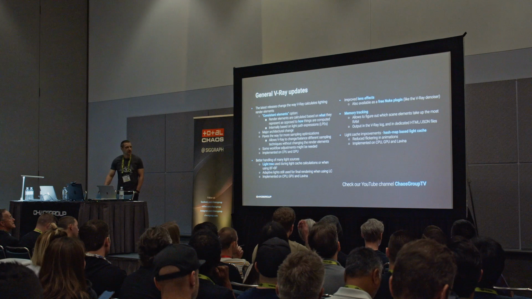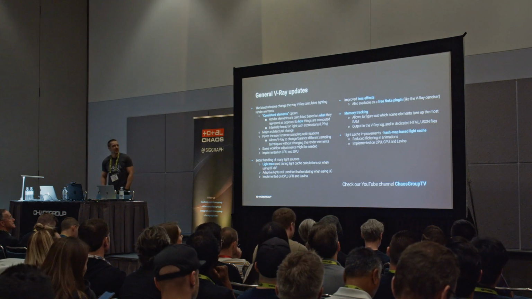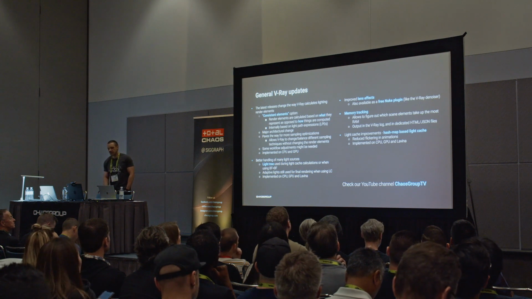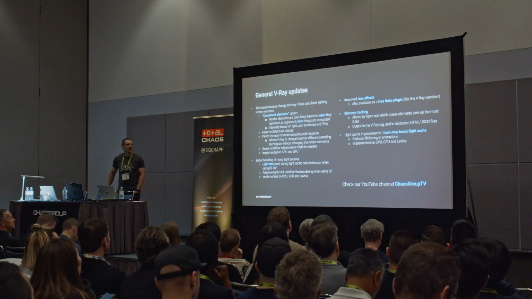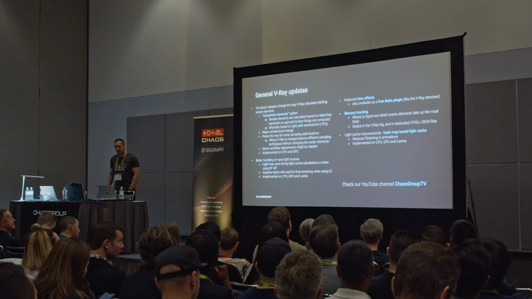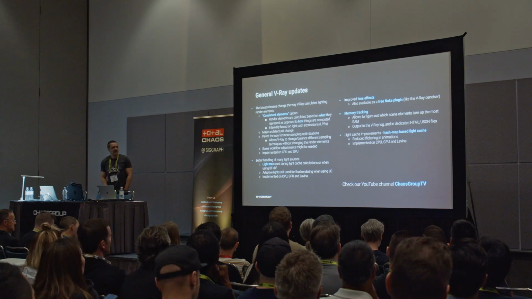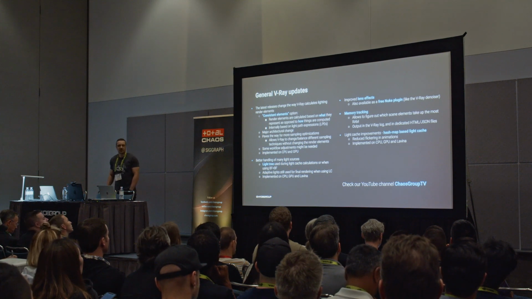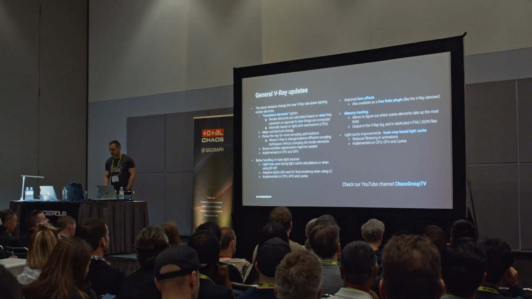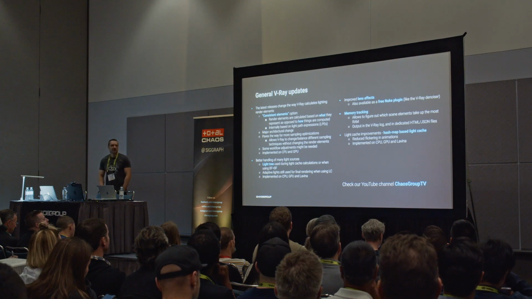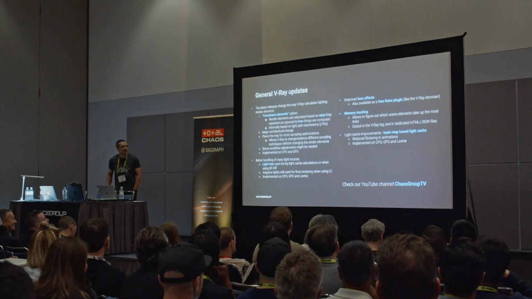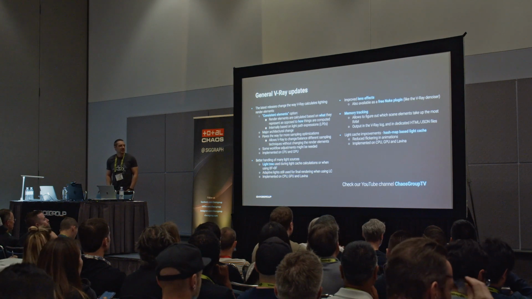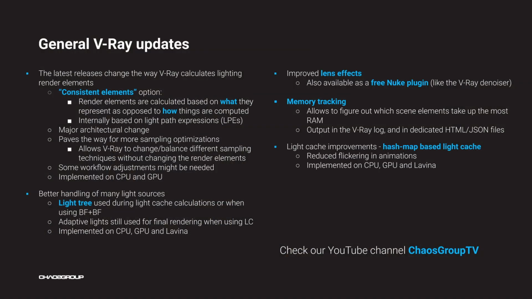Another new feature in the recent updates is the memory tracking feature, which gives you a detailed report about the memory usage of different parts of the scene. You can generate an HTML file or a JSON file that tells you how much memory is taken up by each object or by each bitmap texture, and it can be very helpful to figure out why a scene may use a lot of memory.